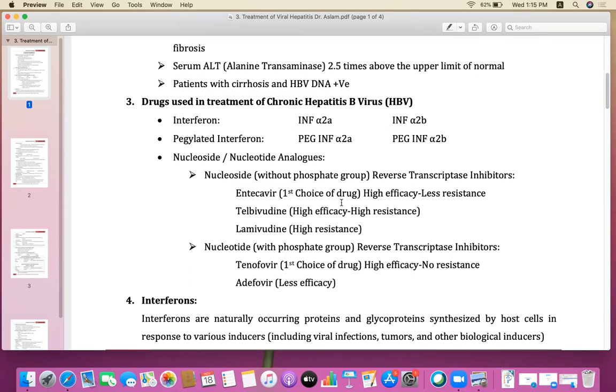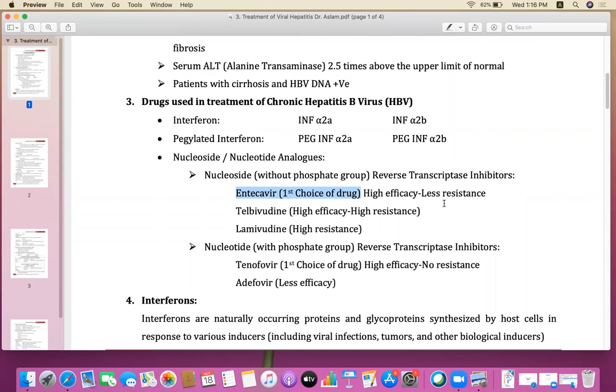Which is the first choice of drug in the treatment of hepatitis B virus infections? Entecavir. Entecavir is the first choice of drug, which has high efficacy and less resistance, because in most cases resistance is a big problem, and if resistance develops to the commonly used drug, it will create problems in the management or treatment of viral infections. So entecavir is the first choice of drug in the management of hepatitis B virus.